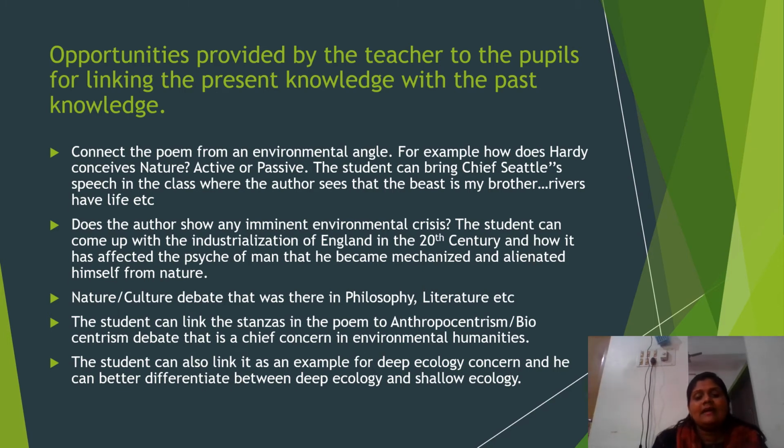The student can come up with the history of English literature, the history of England at that time. For example, in the 20th century, England just became an industrial nation, and this industrialization has affected the psyche of man, so that he became mechanized and alienated himself from nature. So you are bringing the history of England to the class. You can connect this poem to the historical background.